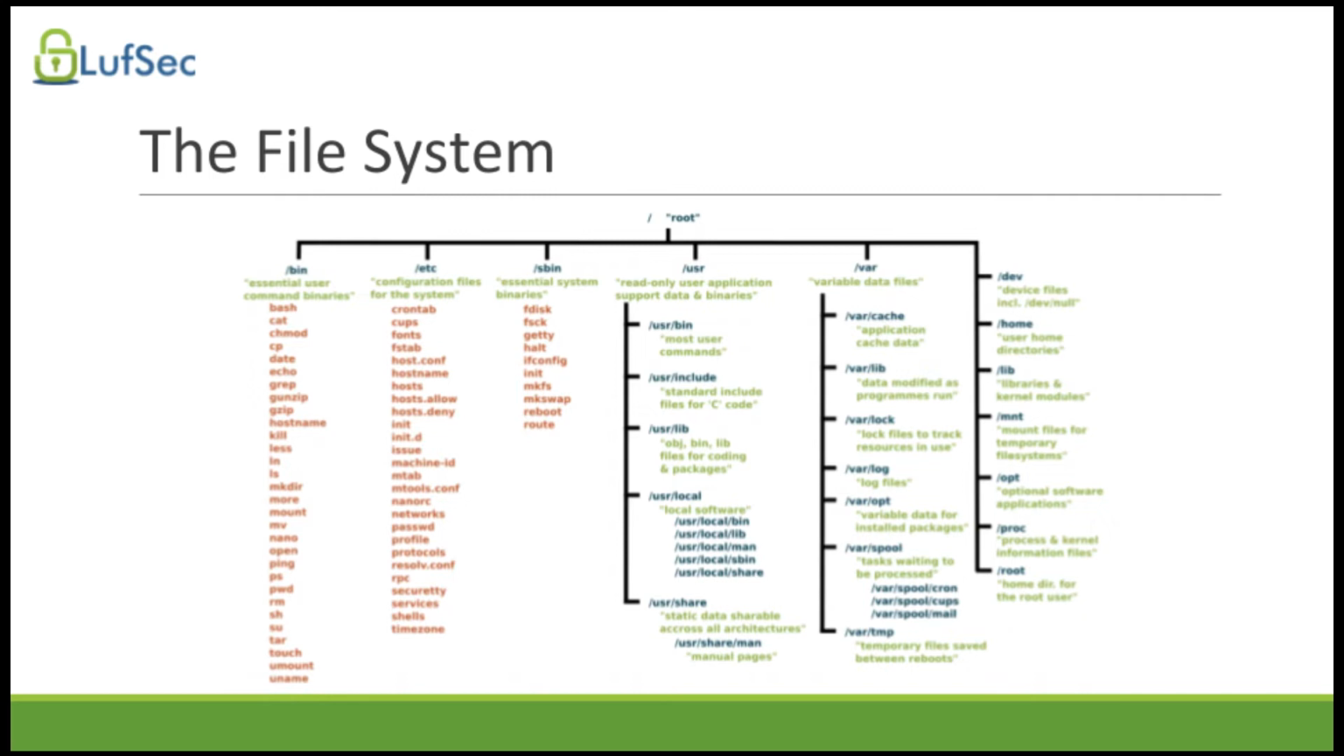The USR/local directory is meant to be used by the administrator for installing applications manually without overwriting files handled by the packaging system, DPKG. var, variable data handled by daemons. This includes log files, queues, spools, and caches.